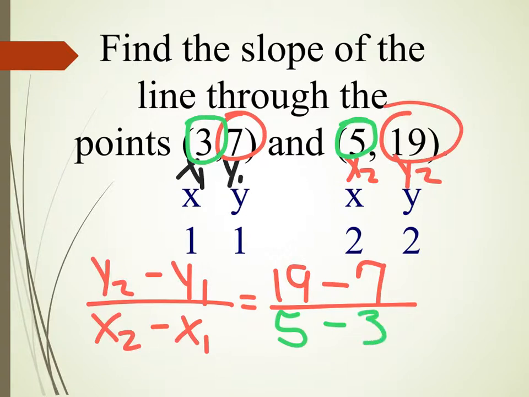So 19 minus 7 is 12. And then 5 minus 3 is 2. So 12 divided by 2 is 6. Okay?